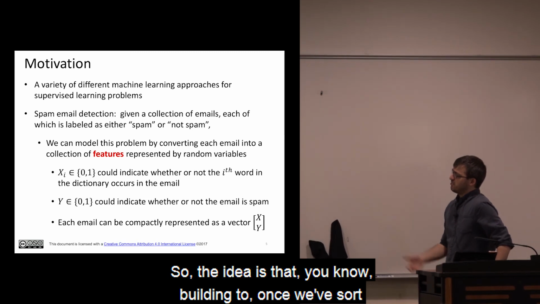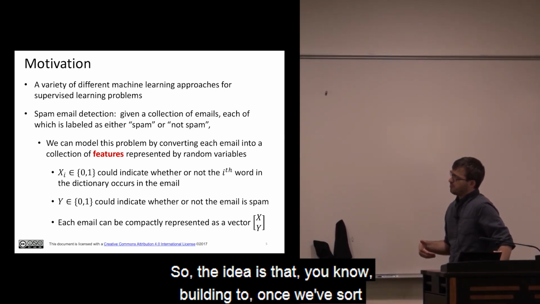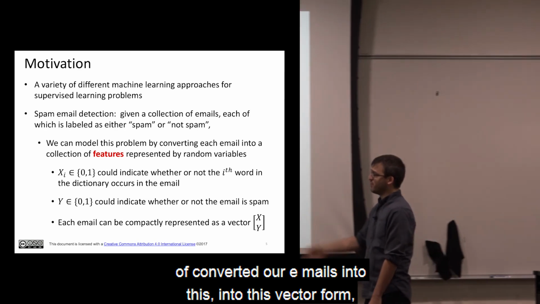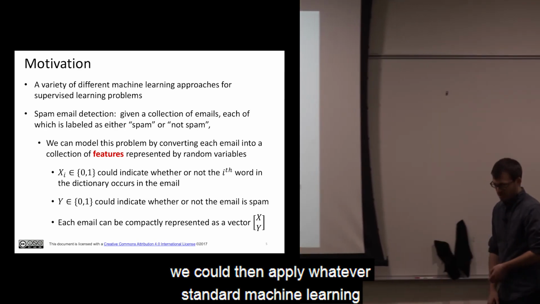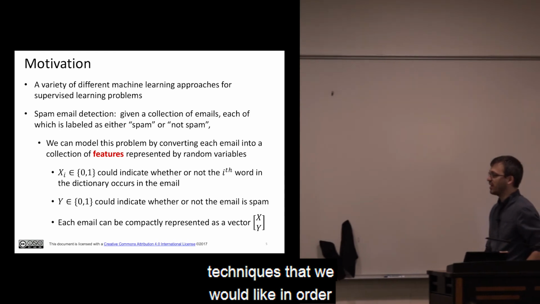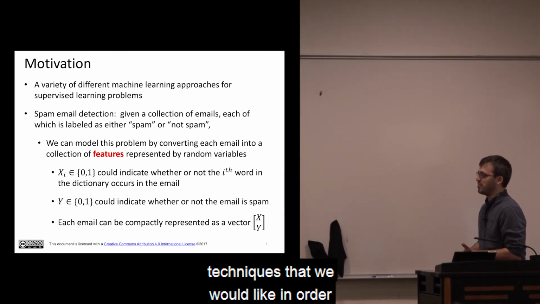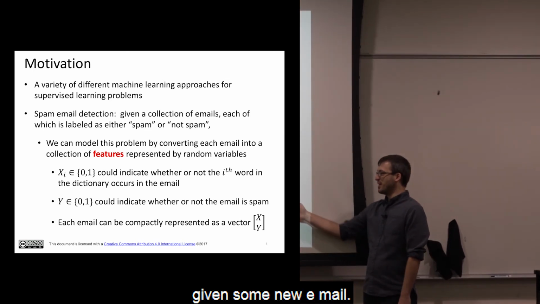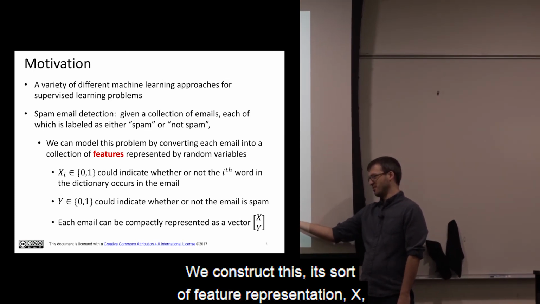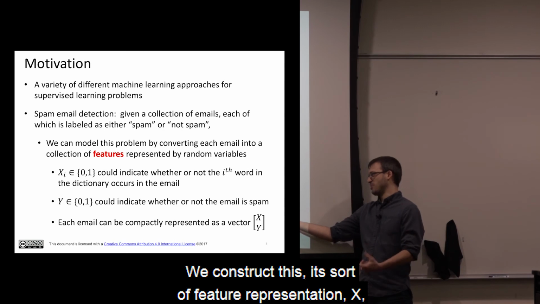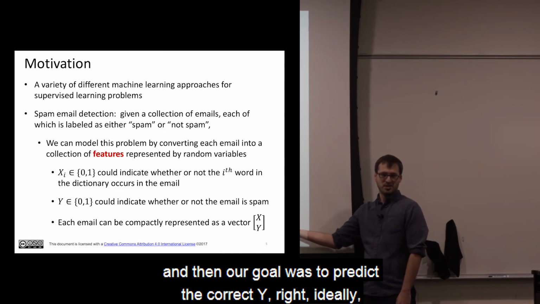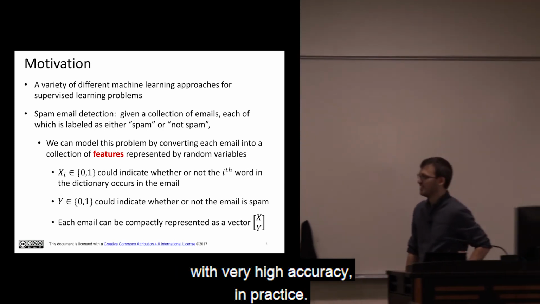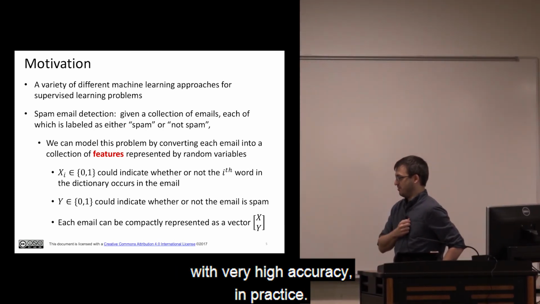So the idea is that once we've converted our emails into this vector form, we can then apply whatever standard machine learning techniques we would like in order to solve this prediction task. Given some new email, we construct its feature representation x, and then our goal is to predict the correct y, ideally with very high accuracy in practice.